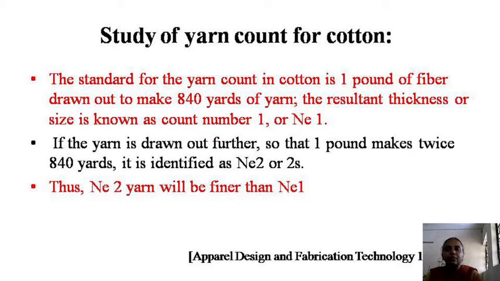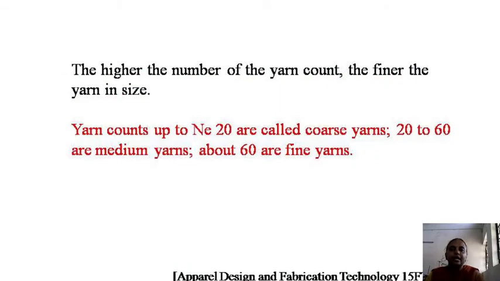If 1 pound is drawn out further and makes twice that length, it is denoted as 2s, or NE2. Thus, NE2 yarn will be finer than NE1. So, as the number increases, the yarn gets finer. The higher the number of the yarn count, the finer the yarn size.